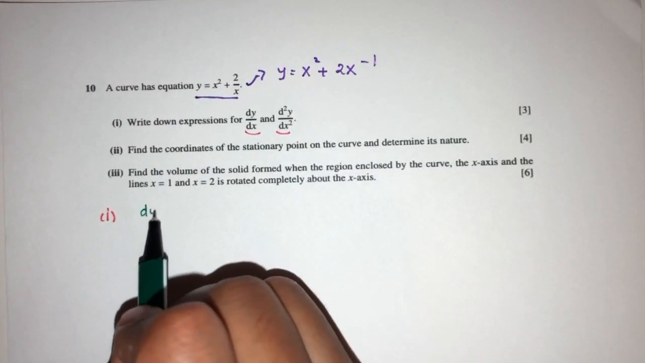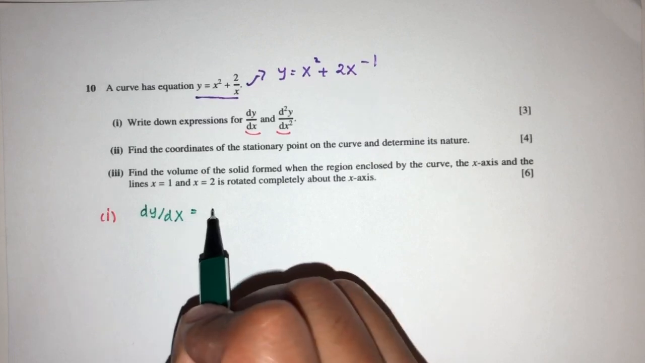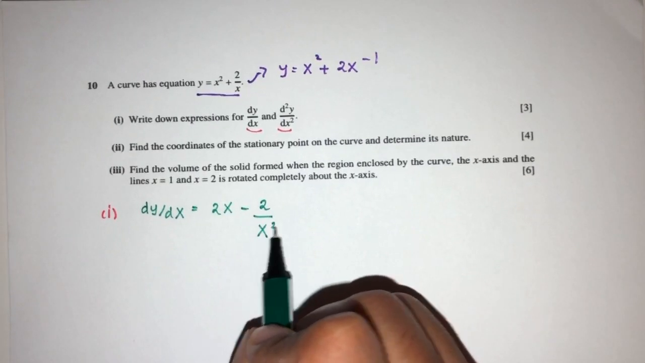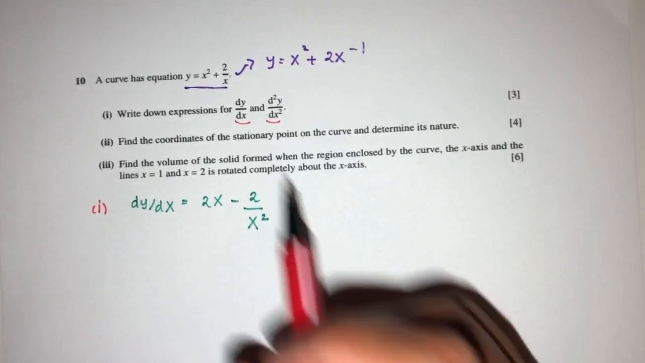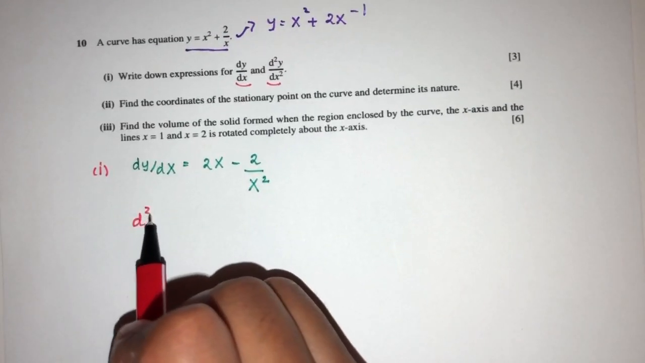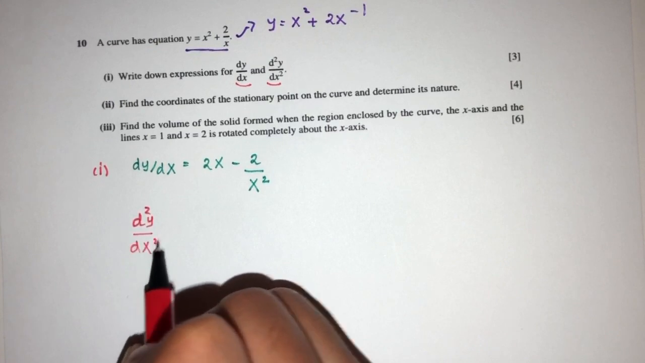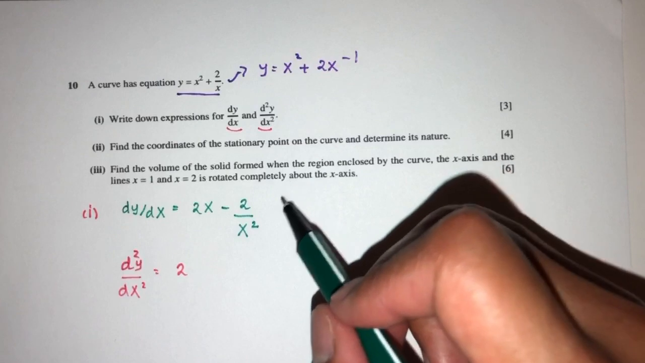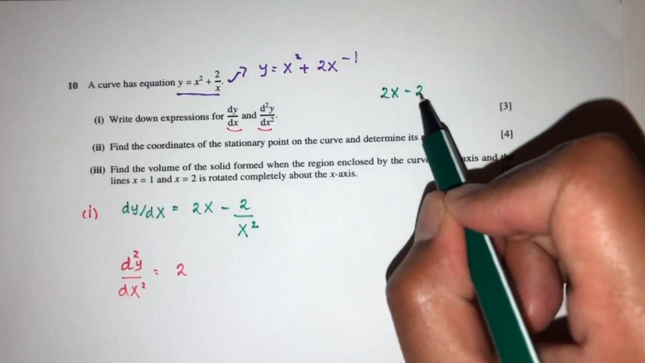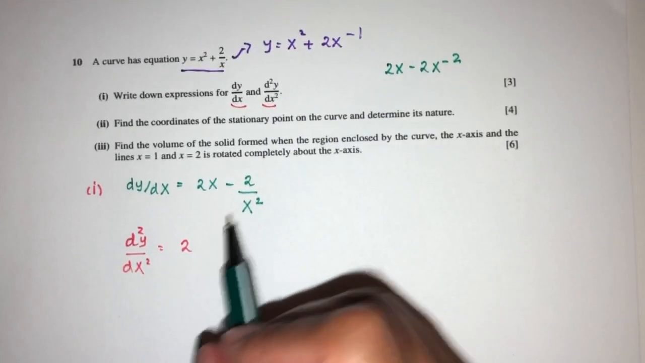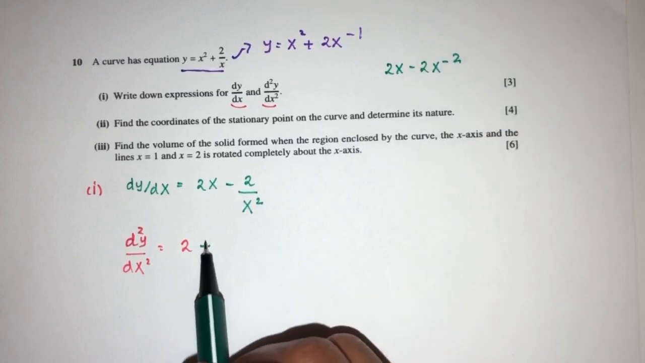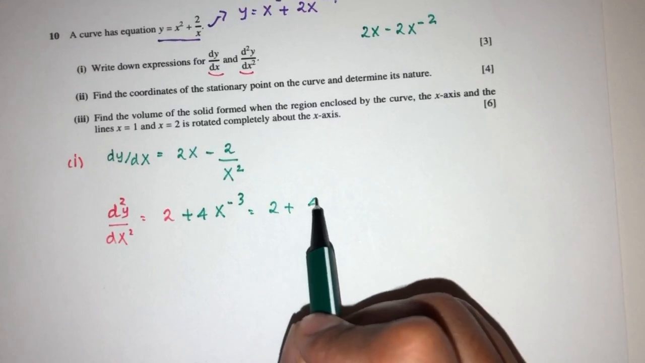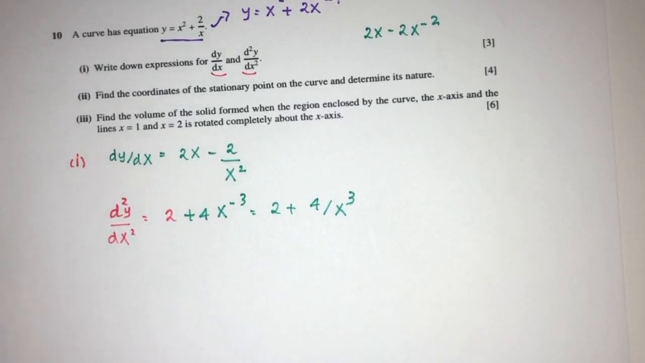So dy by dx will be simply 2x minus 2 over x squared, right? And then d2y by dx2, that will be 2. And this can also be written as 2x minus 2 over x squared. So multiply by the power, that will be plus 4, and minus 1 will be minus 3. That should be 2 plus 4 over x power 3. This is part 1 of the question.